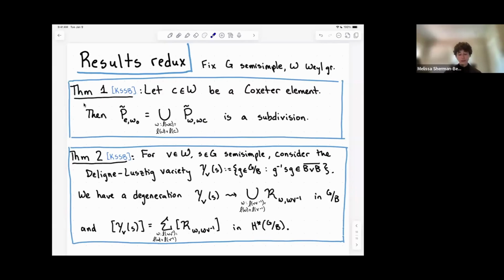And then we also have a substantially more general geometric result, where instead of choosing a Coxeter element, you just pick a Weyl group element, V. And then in place of the permutahedral variety, you have what's called the Deligne-Lusztig variety. The general version of our result is that we have a degeneration of the Deligne-Lusztig variety into a union of Richardsons. And so we have these class formulas for the Deligne-Lusztig variety as a sum of Richardson classes.